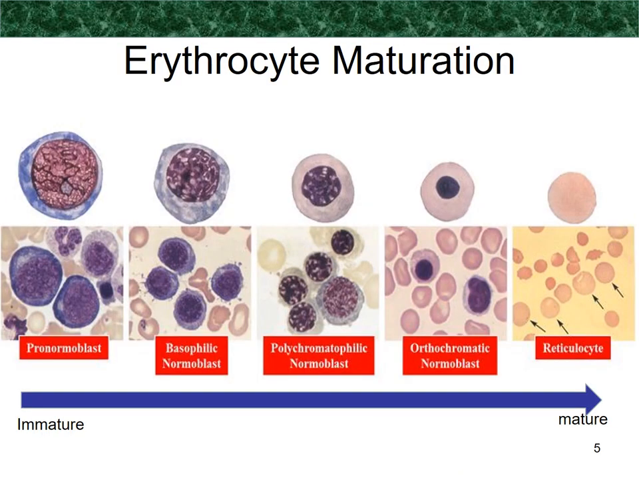Here is the maturation stage of an erythroid cell. Starting from the most immature form, which is the pronormoblast, then the basophilic normoblast. After that, the polychromatophilic normoblast, then the orthochromic normoblast, and last but not least, the reticulocyte.